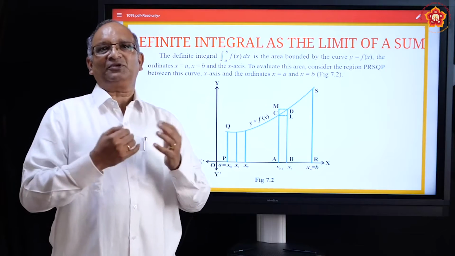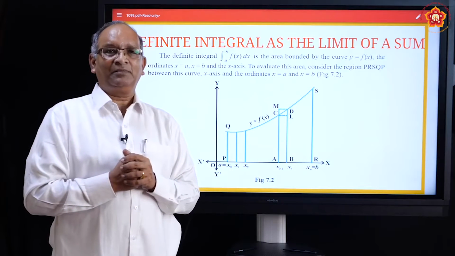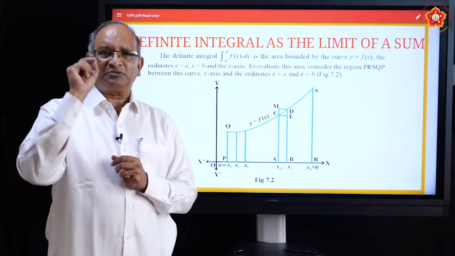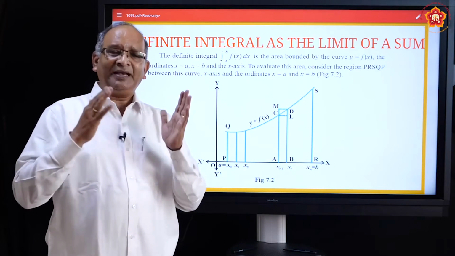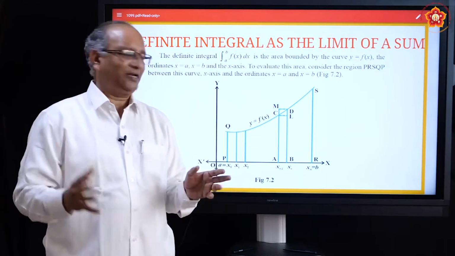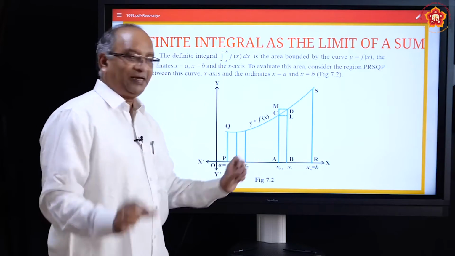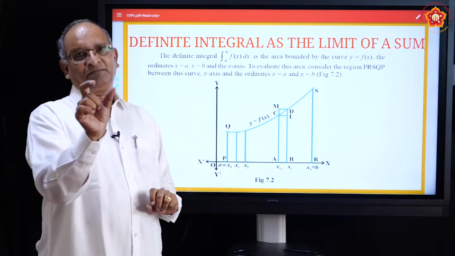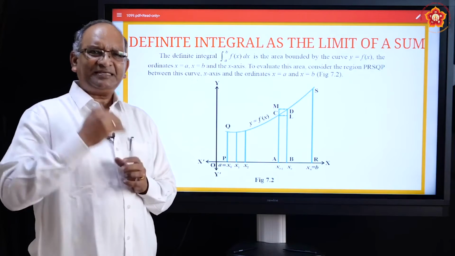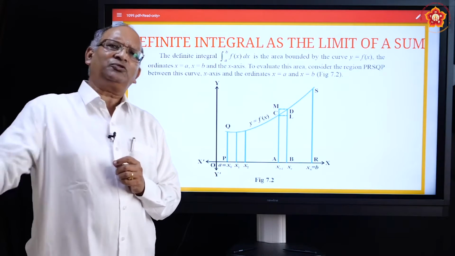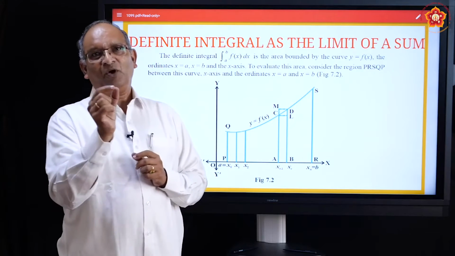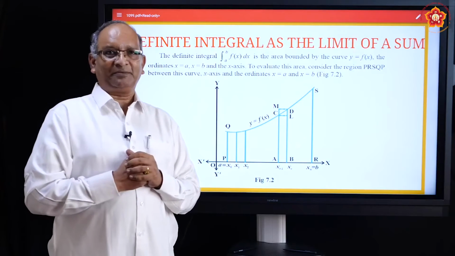Now how are we going to proceed? We are going to say that when h becomes very small, it means the number of strips is too many. For example, this is the strip. You can measure the width, maybe 1 inch, 2.5. Now just think this is being divided into 1000 parts. How much will the width be? Maybe 0.1 centimeter or 0.2 centimeters.